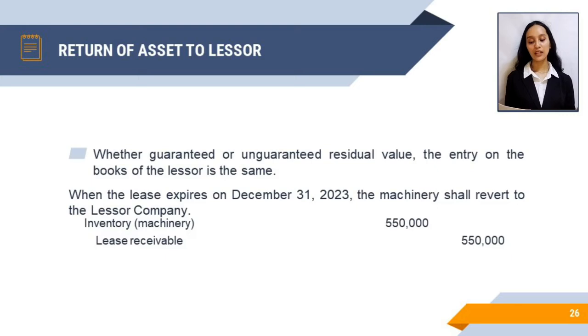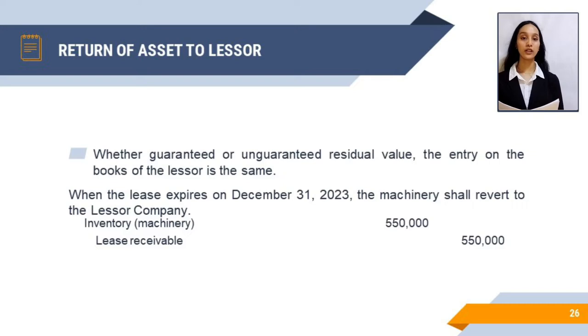The first important note that we will discuss is whether guaranteed or unguaranteed residual value, the entry on the books of the lessor is the same. For example, the lease receivable is 550,000. Ganito natin siya i-record. Since babalik na siya kay lessor, i-debit natin si inventory, which is the machinery of 550,000. Then credit lease receivable of 550,000.